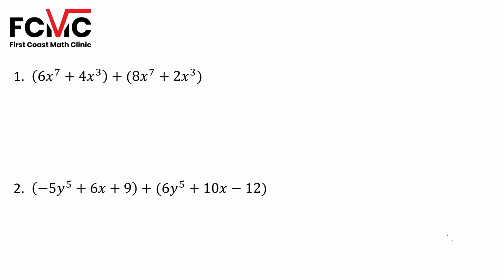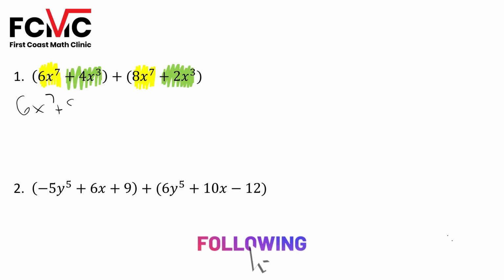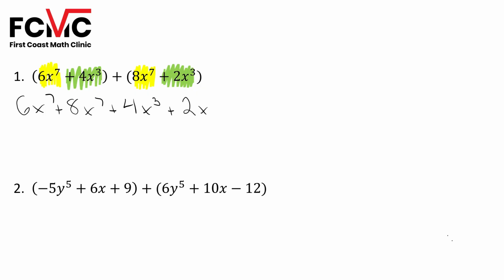Now we know like terms are terms that are the same variable raised to the same power. So if I start with this term, 6x to the 7th, what term has the same variable raised to the same power? That's going to be this 8x to the 7th. And if we're looking at this positive 4x to the 3rd, what has an x to the 3rd? We've got this positive 2x to the 3rd. So when I rewrite this, I'm going to group these terms together. So 6x to the 7th plus 8x to the 7th plus 4x to the 3rd plus 2x to the 3rd.